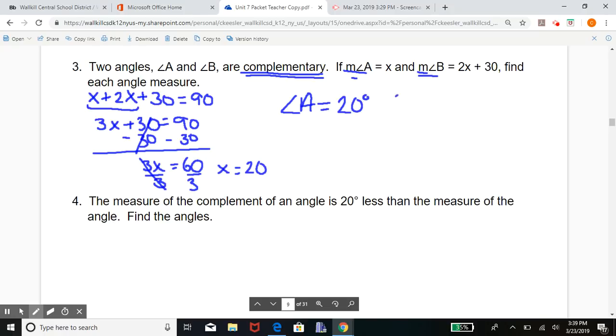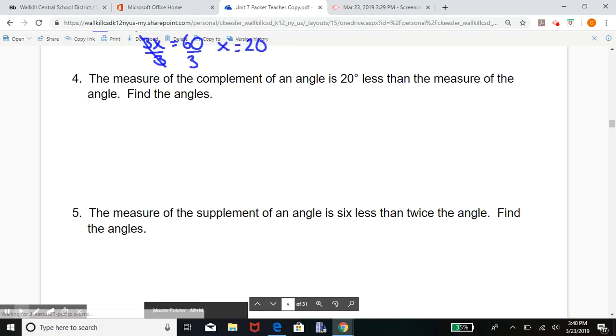Plug it in for the next measure. We have 2 times 20 plus 30, which is 40 plus 30, which is 70. So the measure of angle B is 70 degrees. And we know that we are correct because 70 and 20 makes 90.